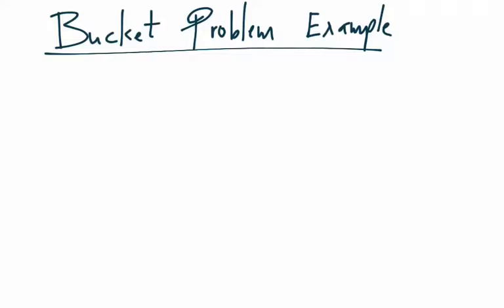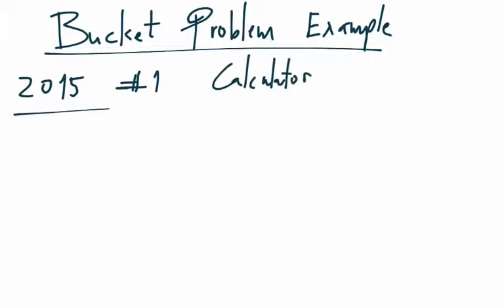In this video, we're going to look at a bucket problem example. This is from the 2015 AP exam, and this is problem number 1. That means that it is a calculator problem, so as we do this, I will be showing you how to use your calculator to do the 4 major calculator skills.